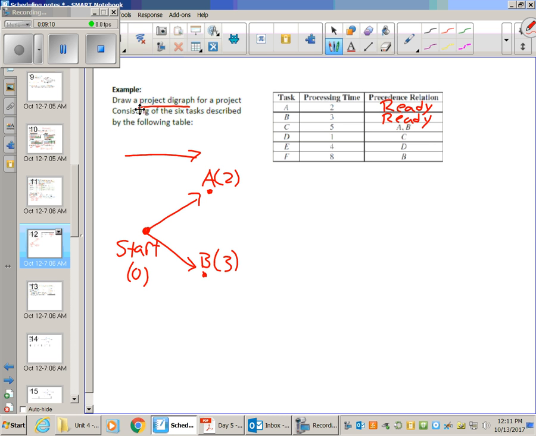If I look at A, okay, A is going to be pointing towards C because A is a prereq for C. C with a processing time of 5. Another prereq for C is B. B has to point towards C. Okay, so we're going based off of that precedence chart. Okay, we're done with A, B, and C. If we go to D, D's only prerequisite is C with a processing time of 1.